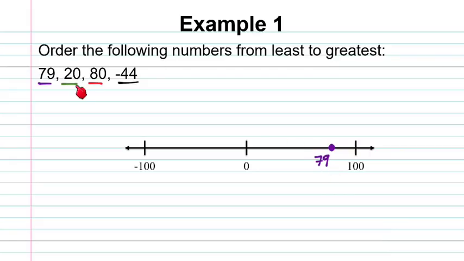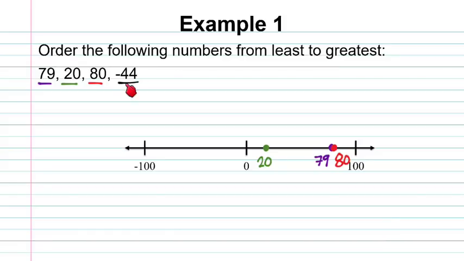Then I go to my next number, 20. 20 is closer to 0 than it is anything else, so I'm going to put a dot pretty close to 0 and label that 20. Then same thing, 80. 80 is right next to 79, so I'm going to set that dot right next to this, and I get that on there.